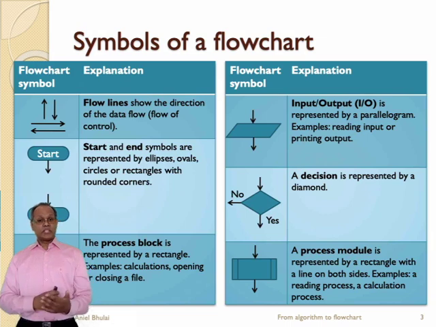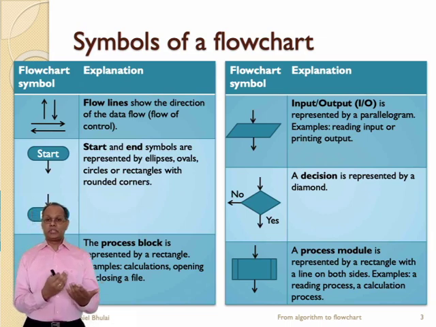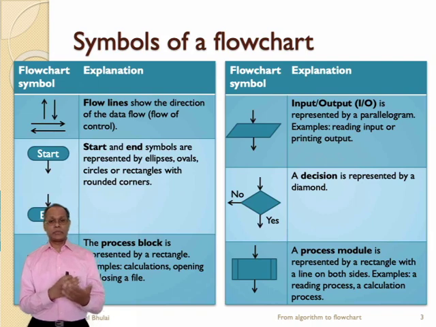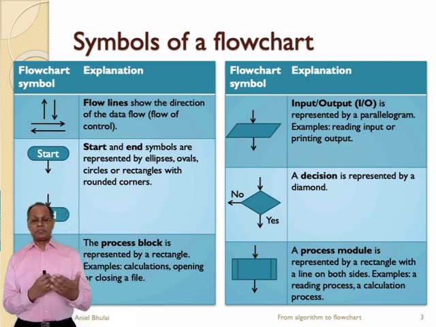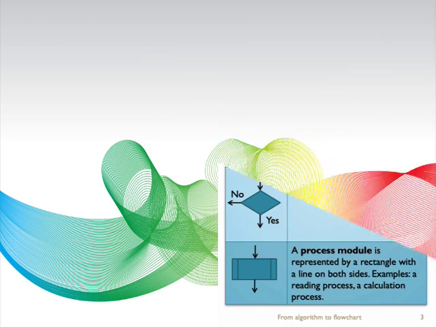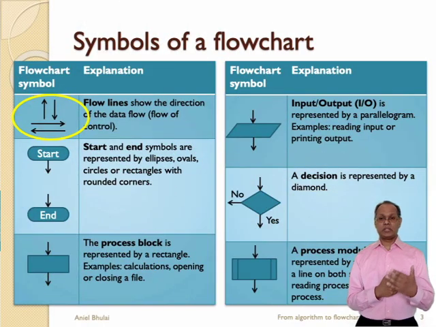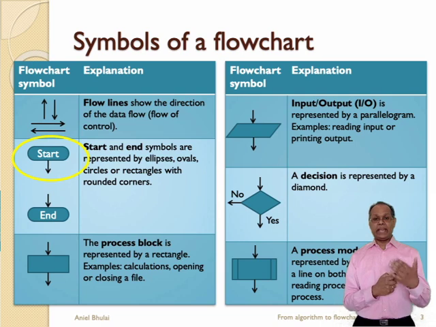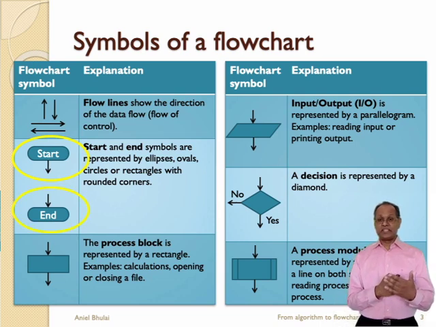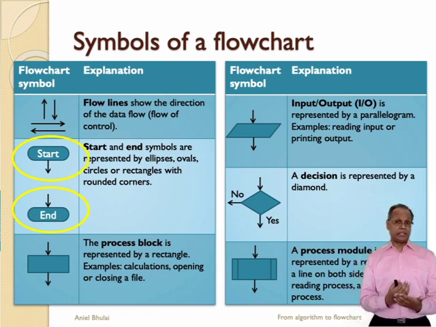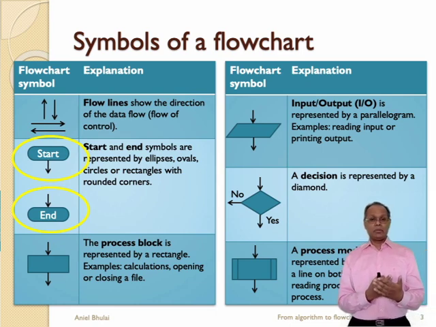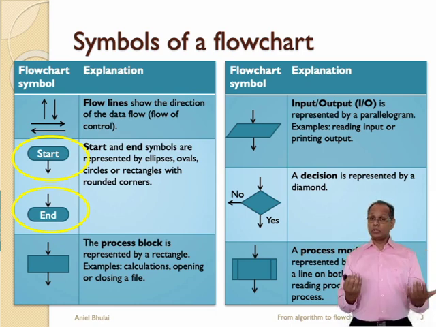So, a flowchart consists of symbols which we need to make a flowchart. A few symbols are shown on this slide, which we will discuss briefly. As said earlier, arrows show the direction of the data flow. Every flowchart starts with a start symbol and ends with an end symbol, which are represented by ovals or circles. A start symbol has only one output line and no input line, while an end symbol has only one input line and no output line.